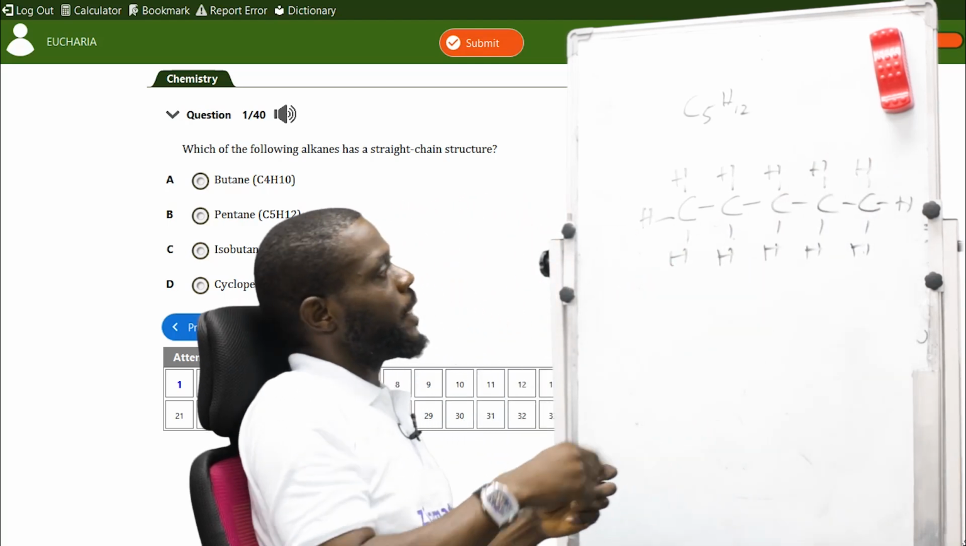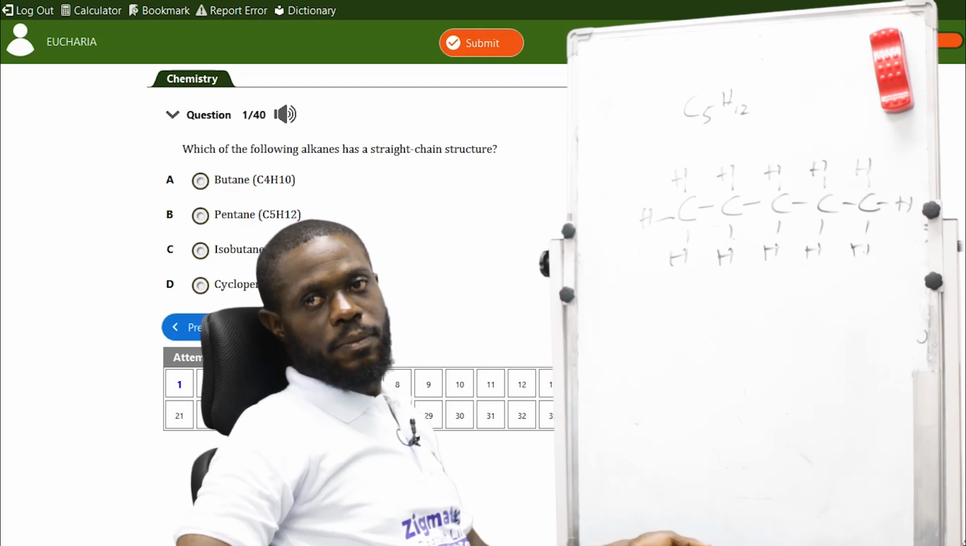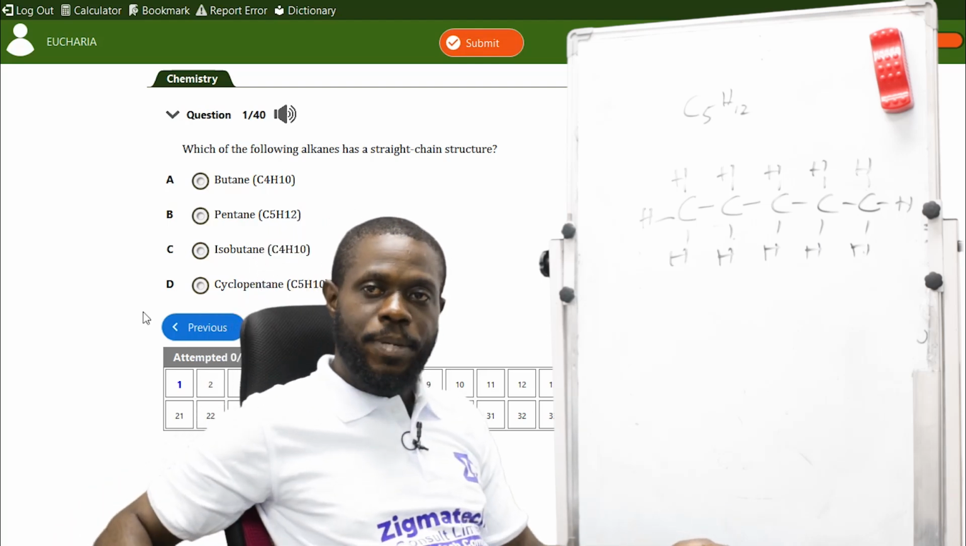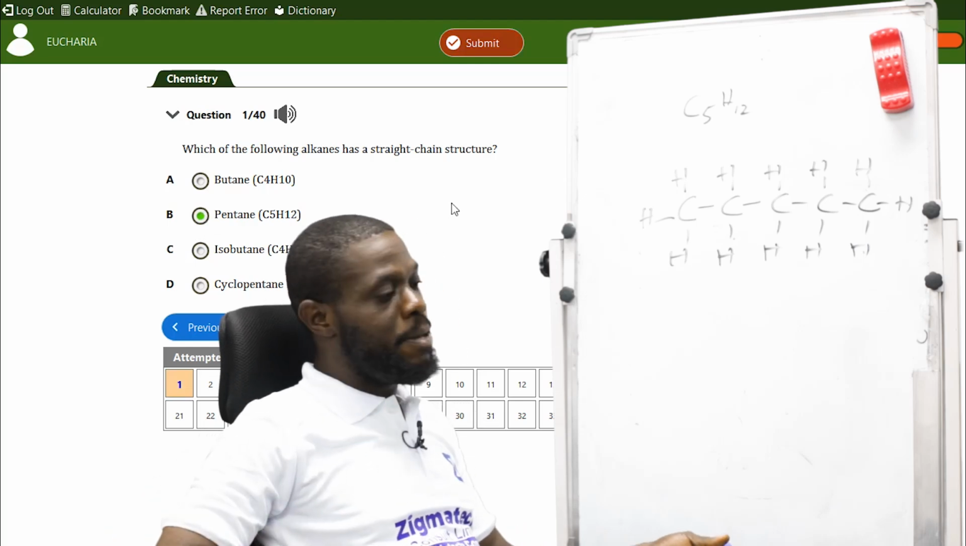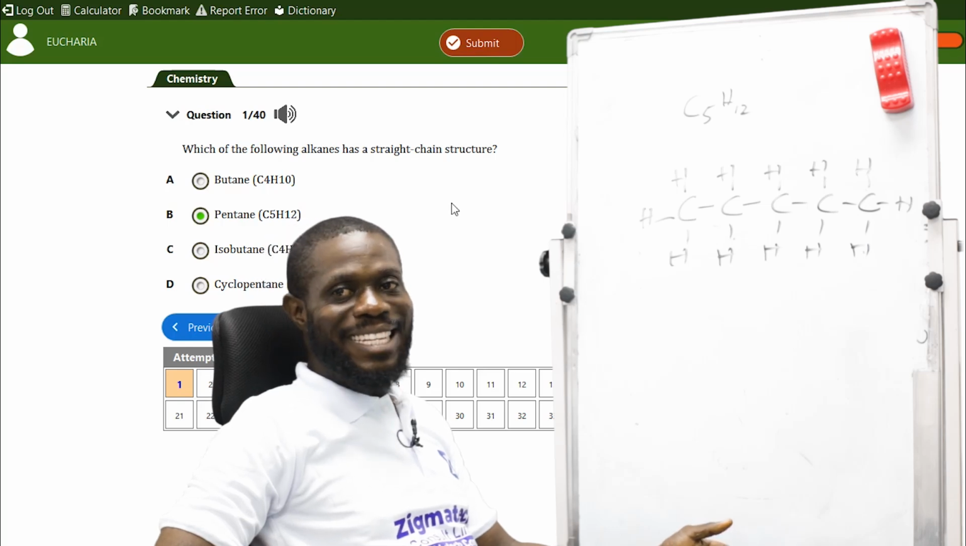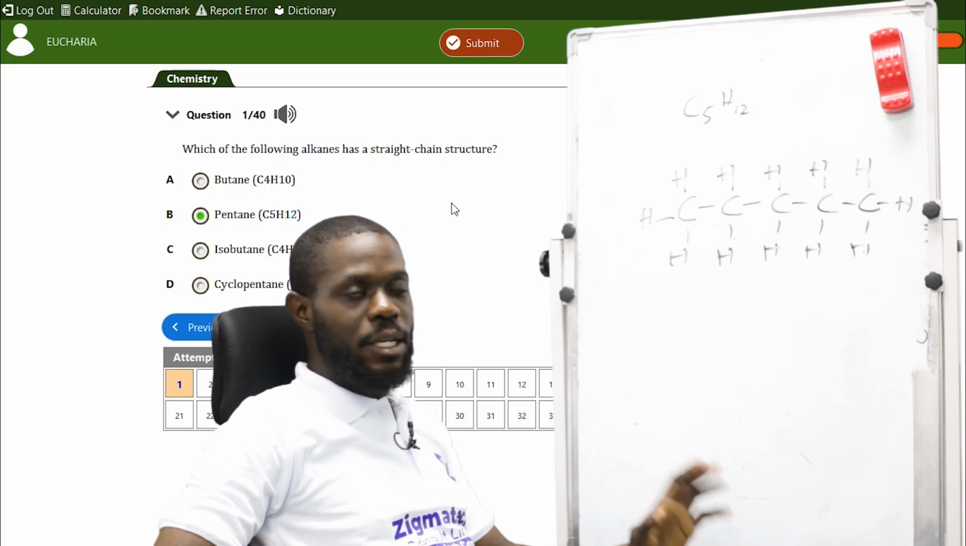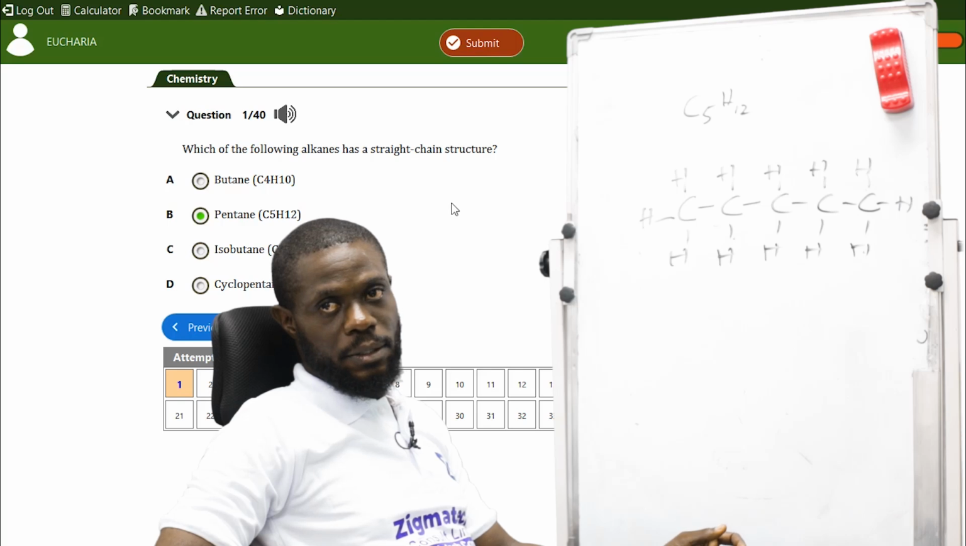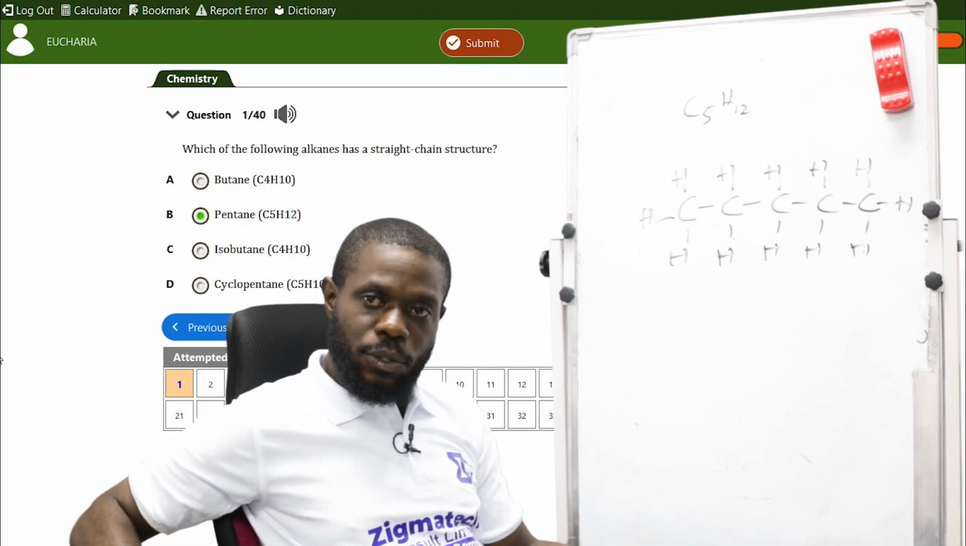Now, if you see, this is a straight structure. That is why the answer is B, pentane, because pentane is the only structure that has a straight chain structure of the alkanes. So let's go to the next one and see if we can answer it.